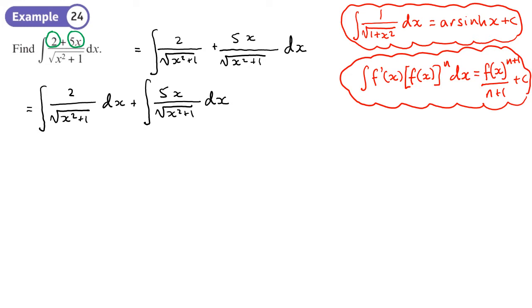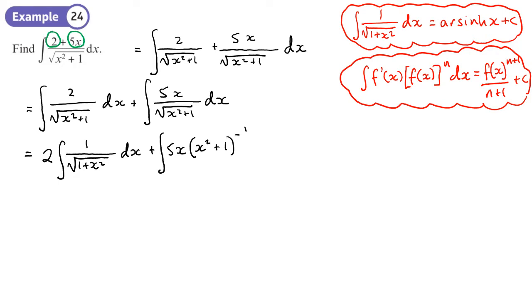So the first part, let's bring the 2 over to the other side. You are allowed to do that. Any constants come over to the other side. And I'm just going to swap the 1 and the x squared around. So can you see that this pretty much is going to become 2 arcsinh x. So what can we do with the second part? Well, the first thing that I'm going to do is write that x squared plus 1 at the bottom as a power, and that's going to be power negative a half.